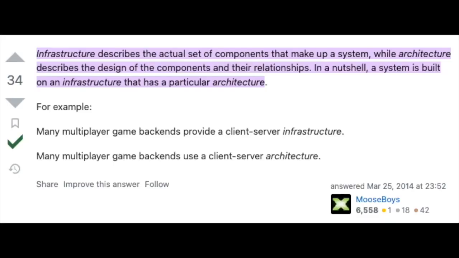Going a bit deeper, I found this answer on Stack Overflow to be valuable. It combines the terms we spoke about: infrastructure, architecture, and system. It says infrastructure describes the actual set of components that make up a system, while architecture describes the design of the components and their relationships. In a nutshell, a system is built on an infrastructure that has a particular architecture, and this fits very well for the cloud because it's also a system of its kind.